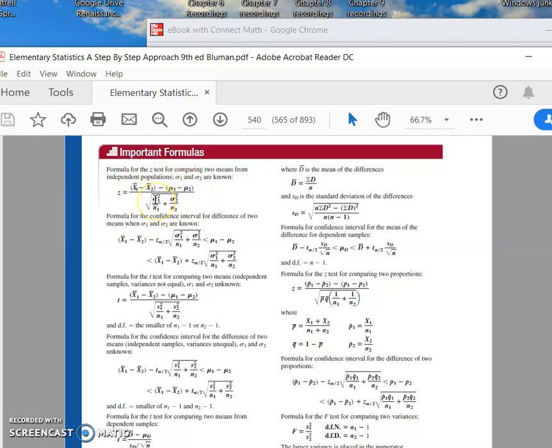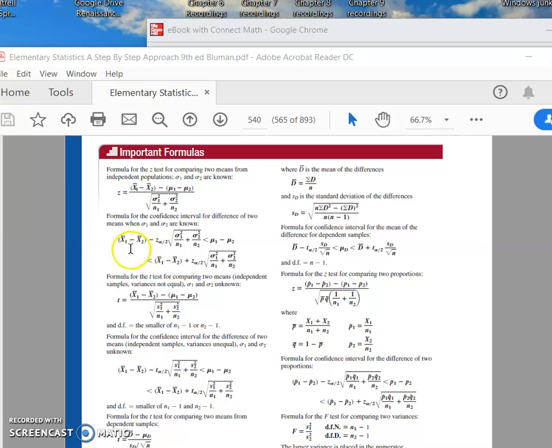and as you can see, we know the sigma for each of the populations, sigma 1 and sigma 2. If we know the sigma, then we can use the z-test, and that's to do the hypothesis testing. That's to do the test value and compare it to the critical value.